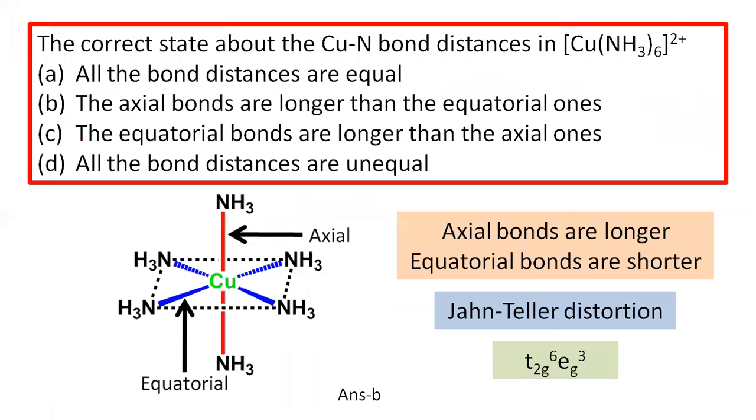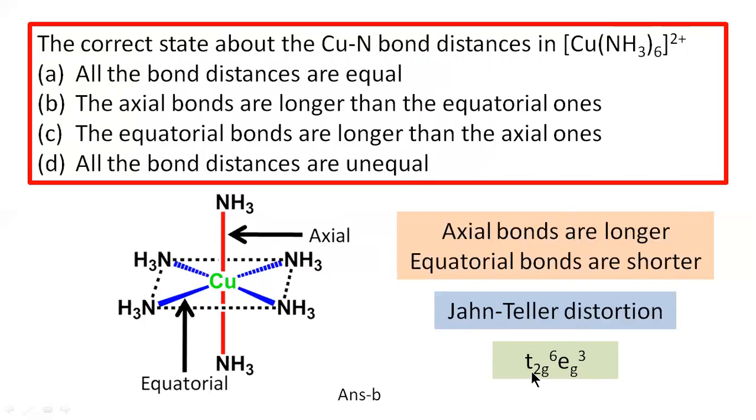Okay, now let us look at another problem. This is very simple. They have given a copper complex with hexa-ammine ligands, and they're asking whether all the bonds are equal or not. Usually when you have the same ligand, the bonds should be the same. But the problem is that Jahn-Teller distortion exists whenever you have unequal filling in the eg orbitals.